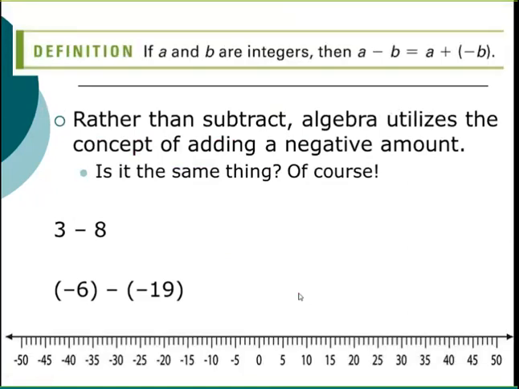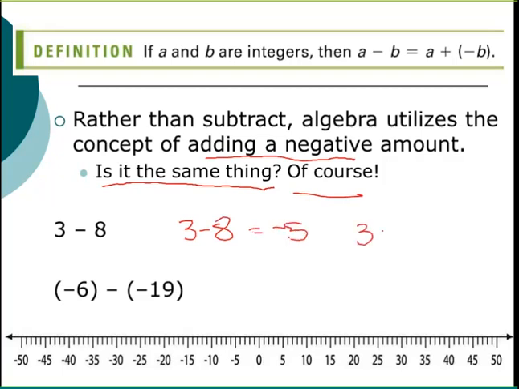Okay? So here we've got if A and B are integers, then A minus B is equal to A plus a negative B. Now you may have heard this, that rather than subtracting, in algebra you add a negative amount, and my frustration was, isn't this always the same thing? That's the way I always looked at it. Isn't 3 minus 8 the same thing as adding a negative? Of course it's the same. If you take your calculator and do 3 minus 8, you're going to get -5. If you take 3 and you add -8 to it, you're going to get -5.